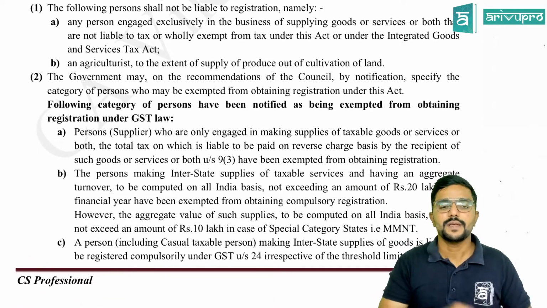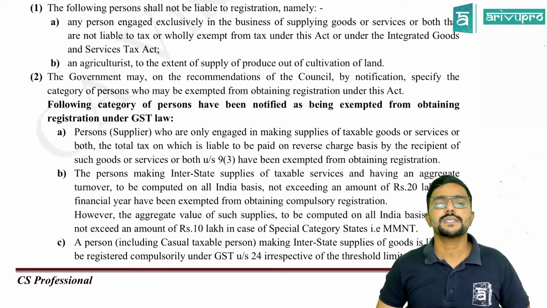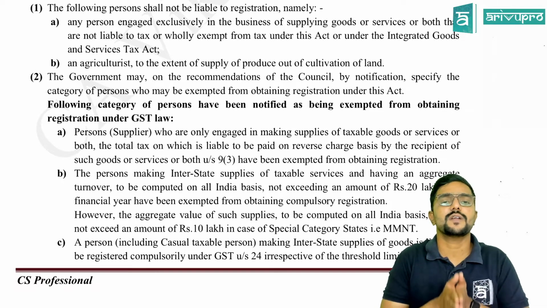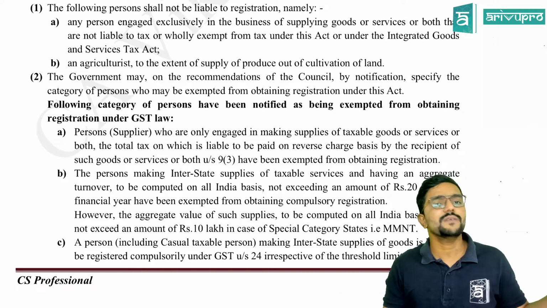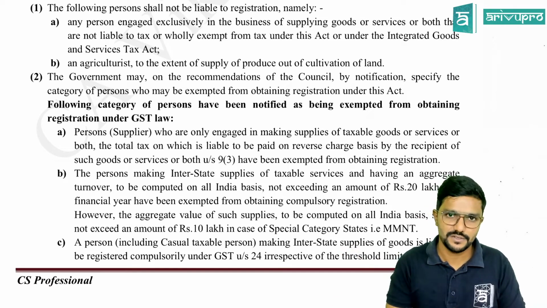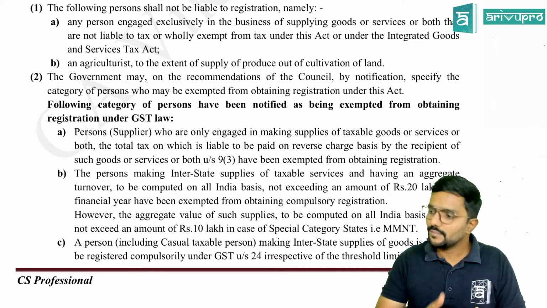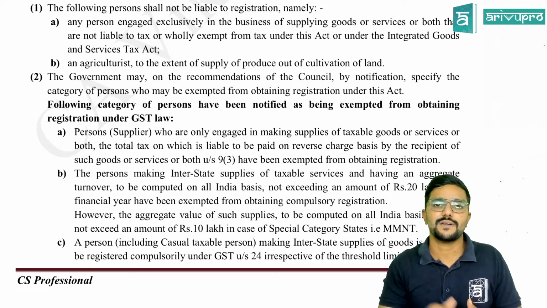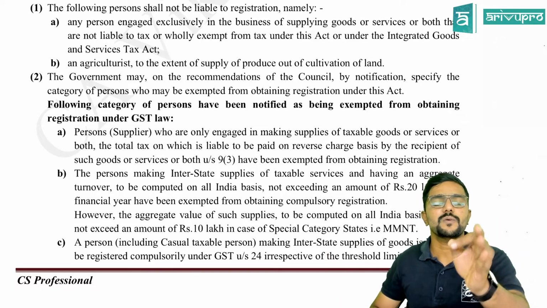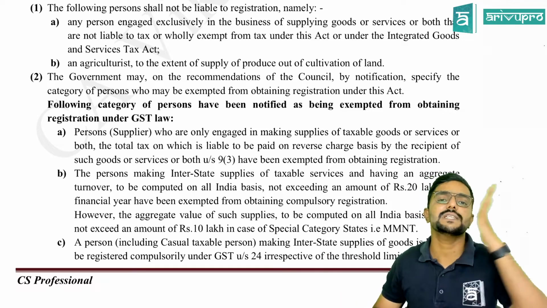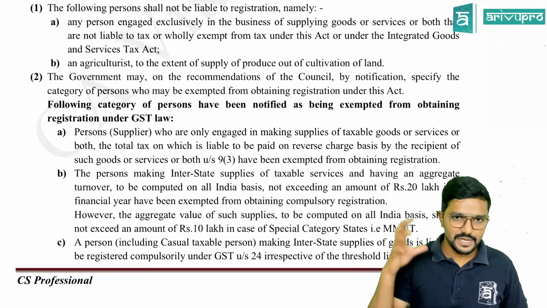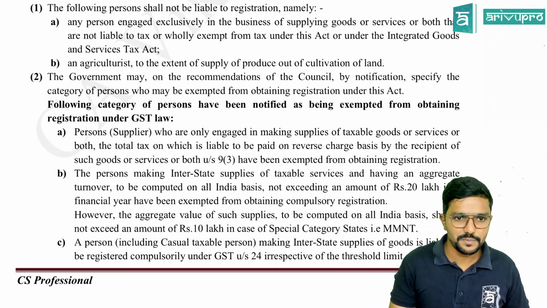Then second point, an agriculturist to the extent of supply of produce out of cultivation of land. So I am an agriculturist or a farmer who is supplying only whatever I grow in my land, agriculture land. In that case also you are not supposed to get registered. Sir, I am also agriculture plus I am also doing something else, non-agriculture or business. In that case, you are not covered in this point. It is purely for the person who is doing only agriculture activities. Clear? So please be careful. I have some examples on this. We will discuss that once we are done with the provisions.